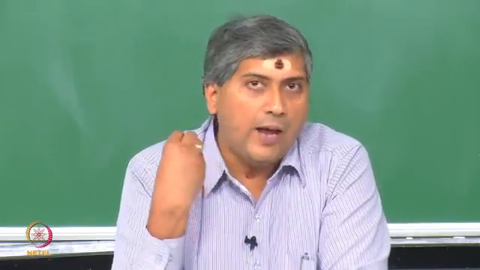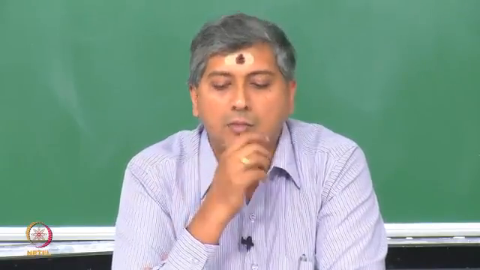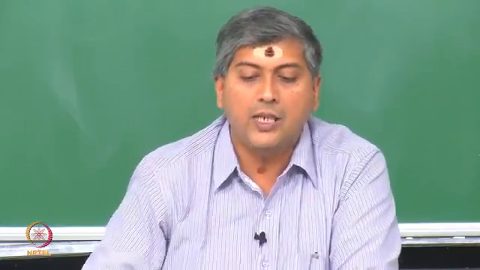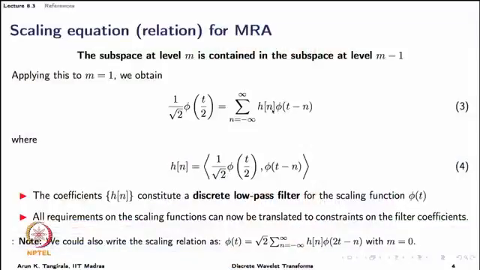Now, this h of n, which is a discrete sequence, can be given the interpretation of a filter, primarily because if you look at equation 3, it is a convolution equation. So, h of n is a convolution of phi of t with h of n. You are injecting phi of t into a system whose impulse response is h of n, and that produces 1 over root 2 phi of t by 2. So, that is how you view this.